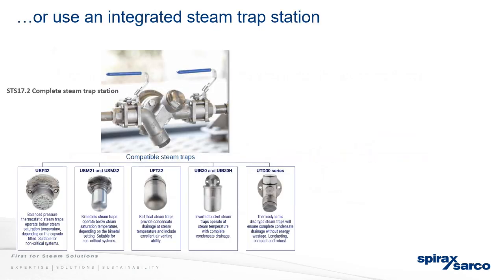So we also do what we call the STS 17.2. This is a complete trap station. It has your isolation valves, your check valve, your steam trap, your strainer, all built into it. As you can see here, your 2 isolation valves, the trap is on the side there with the 2 bolts, your check valve is there, and your strainer is here.